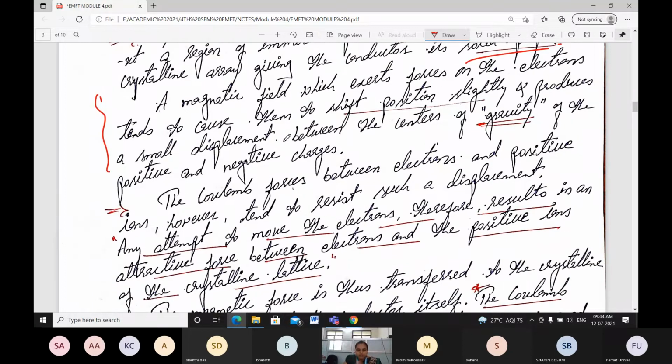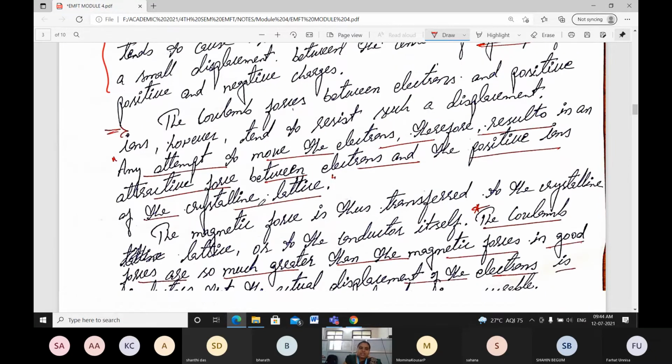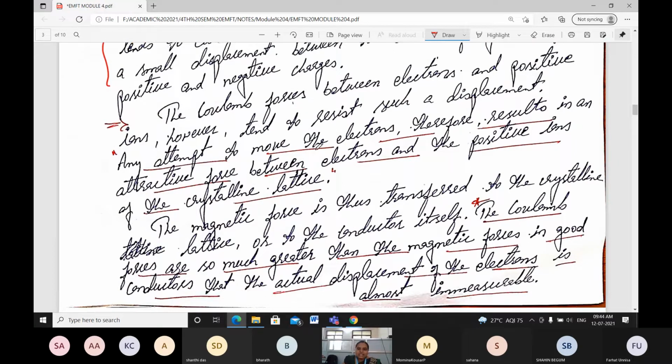Then the next part is that the Coulomb's force between the electrons and the positive ions tends to resist the displacement. Any attempt to move an electron therefore results in an attractive force between the electrons and the positive ions of the crystalline lattice. The opposite charges are going to be attracting each other. That's what it is telling here.